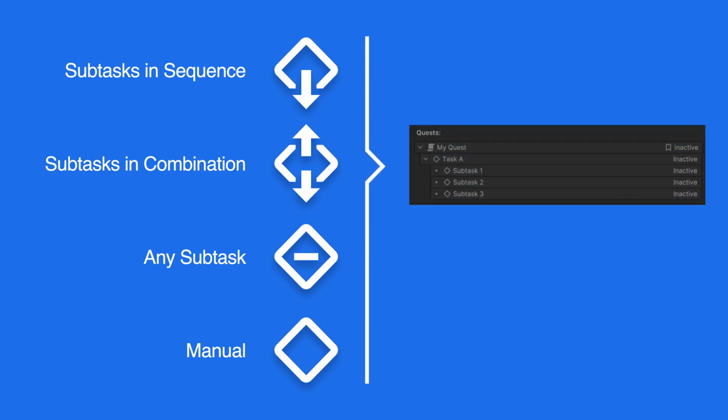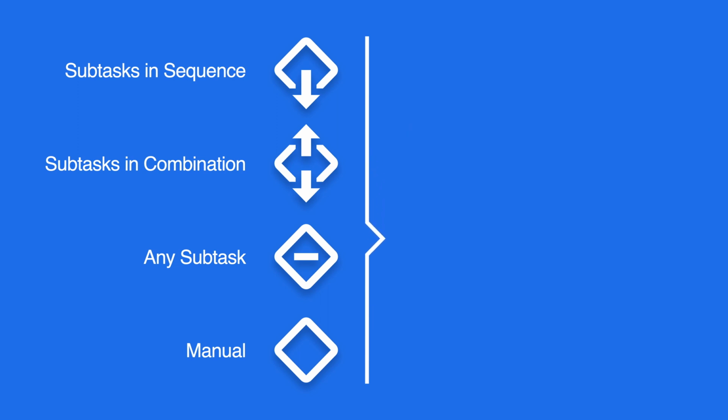Subtasks in combination is similar to the previous one, but activates all subtasks and allows them to be completed in any order. Just like before, abandoning or failing any subtask results in the task also being abandoned or failed. This type of task is useful for investigation sections, where the player is expected to complete all subtasks, but in which the order doesn't matter.